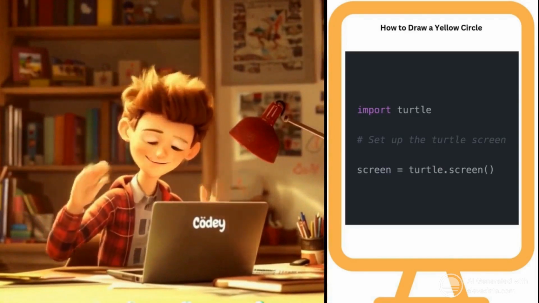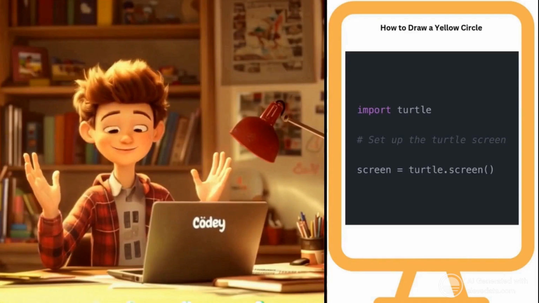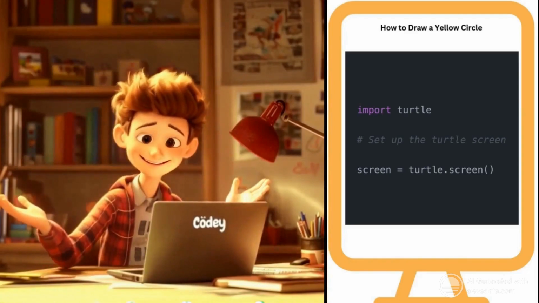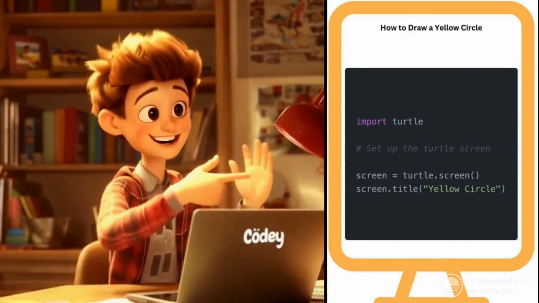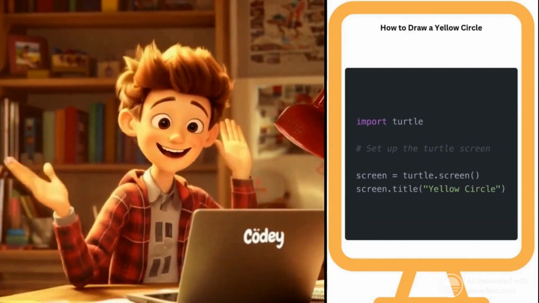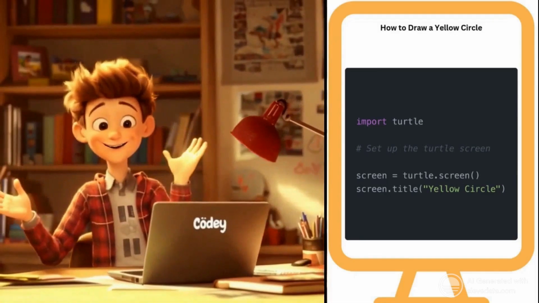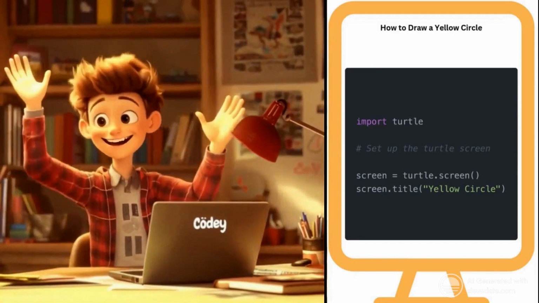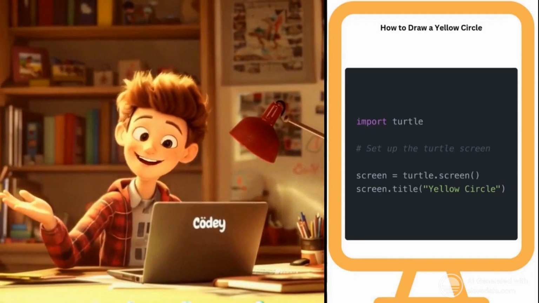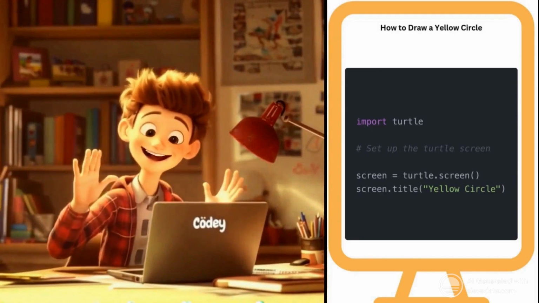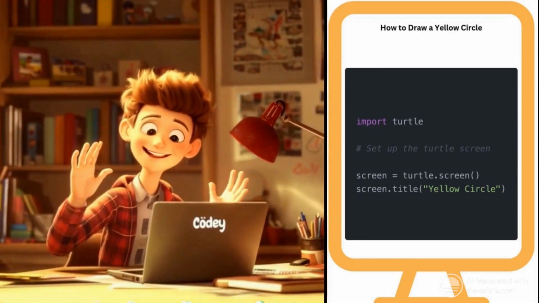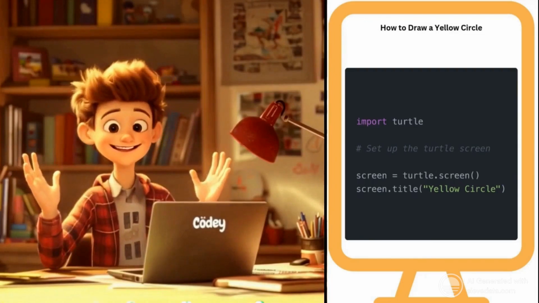Two. Make our masterpiece feel official. We give our canvas a name. Let's call it Yellow Circle, just like naming a painting. That's what screen.title("Yellow Circle") does. Let's name our drawing together. Go ahead and type screen.title("Yellow Circle").